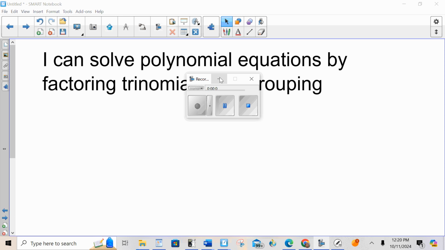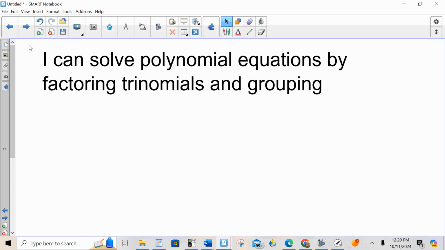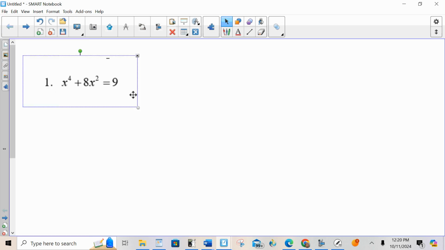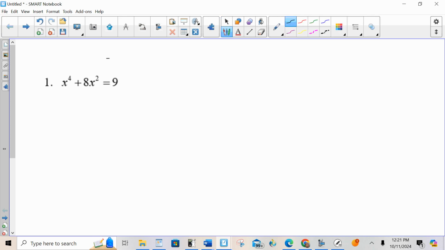Hello everybody, today I can solve polynomial equations by factoring trinomials and grouping. Let's get to it. Number one, Mr. X to the fourth, he wants to party. Before he can party, all of his friends have to come over. x^4 - 8x^2 - 9 = 0... wait, x^4 - 8x^2 - 9, set equal to 0: -9 minus 9.